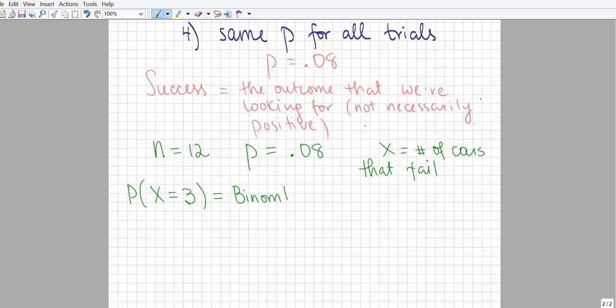Binomial PDF. Okay, this is important. Whenever you have equality, write PDF. That's the command they're going to be using. All right, and I'm going to plug in number of trials first. That's 12 trials. Probability of success is 0.08, and I'm looking for 3 cars to fail.